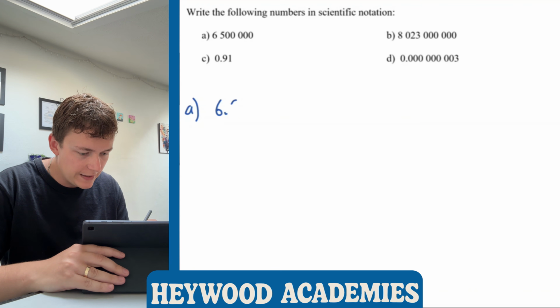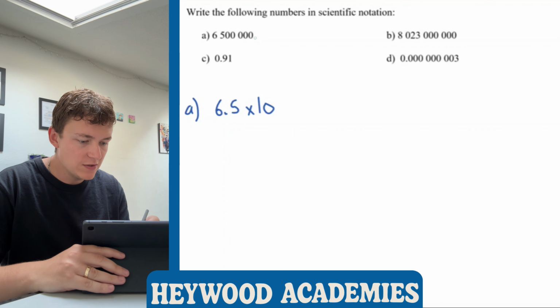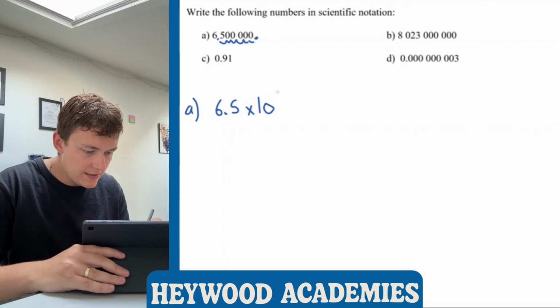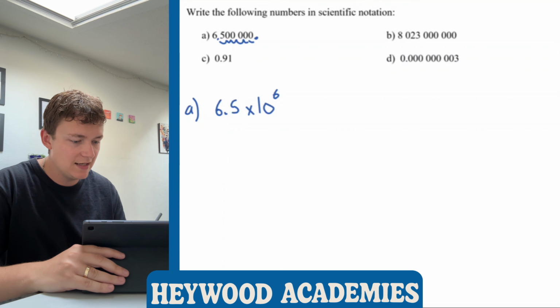So what the scientific notation is going to look like for this first one is we're going to write this as 6.5 times 10 to the power of something. So we've got to write some number up there for the power of 10. And to figure out what number that is, we've got to count how many places we just moved that decimal. So the decimal started over here, and then it ended up over there. So we went 1, 2, 3, 4, 5, 6. So we moved that decimal place 6 places. So that's going to be 6.5 times 10 to the power of 6.